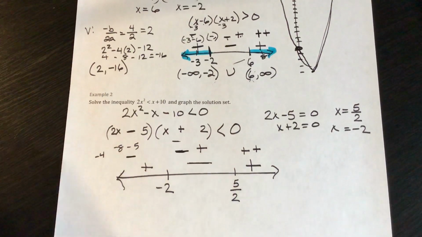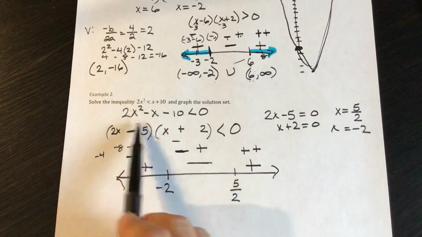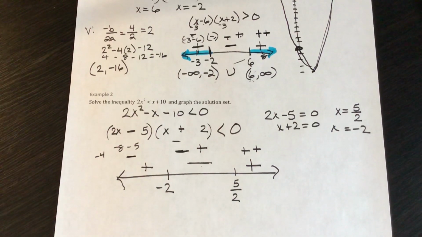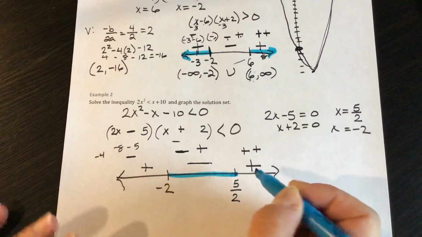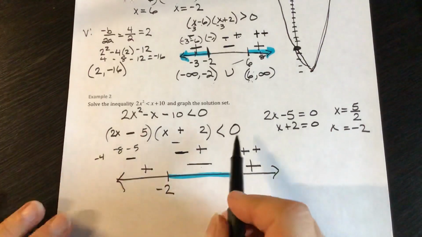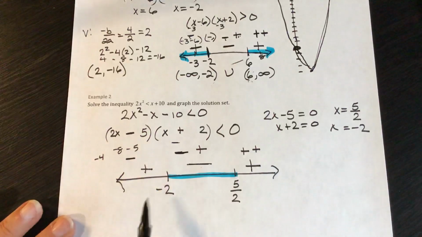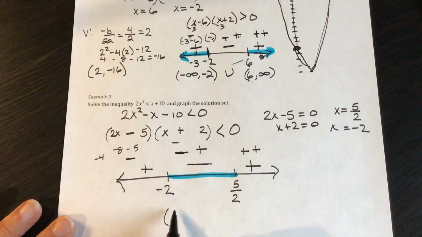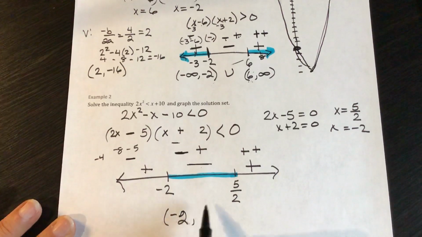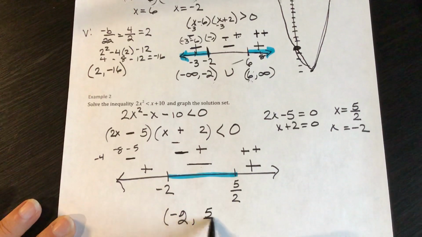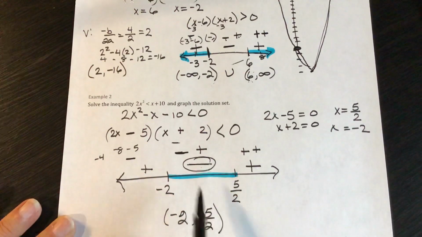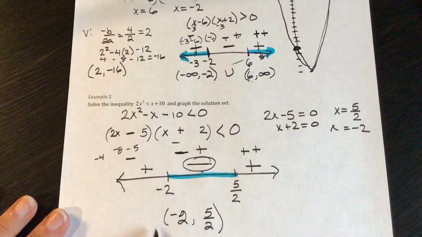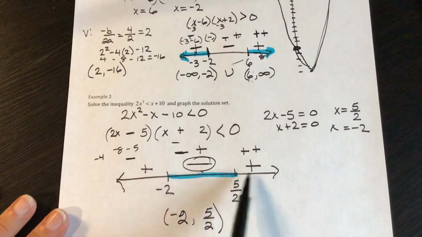So I'm looking for where the values are going to be less than 0. So that would be negative. So I'm looking at the middle here. And because it is less than and it doesn't have an equal to underneath, I'm going to use parentheses. It doesn't equal -2, but I'm going to start with -2, and it's going to go to 5/2. Those are the values that are negative, less than 0. Okay, so this would be our interval notation based on this sign chart.